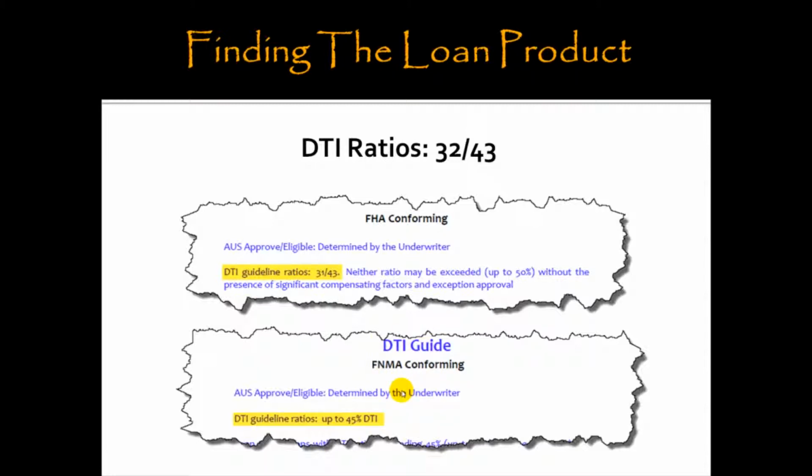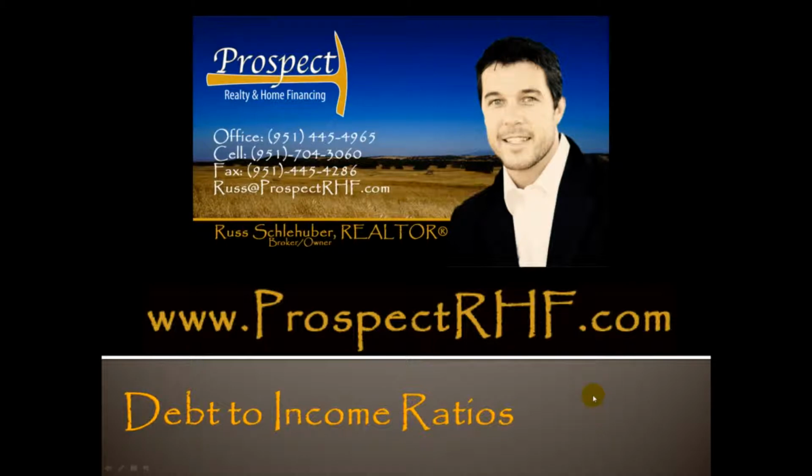There are many other things to take into consideration, but as an example, I'm talking about debt to income ratios today. This will let you know how to calculate that. FHA conforming 31-43 doesn't fit in there. The Fannie Mae conforming, in this case, it is eligible for that program. That was a quick rundown on debt to income ratios.